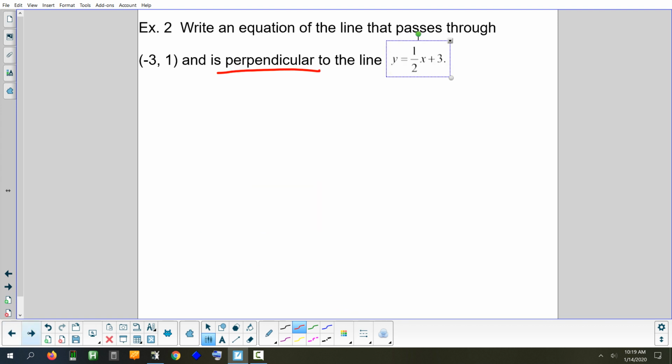All right, so let's try this one. On the test, the directions will say write the equation of a line in slope-intercept and point-slope form. It'll ask for both.